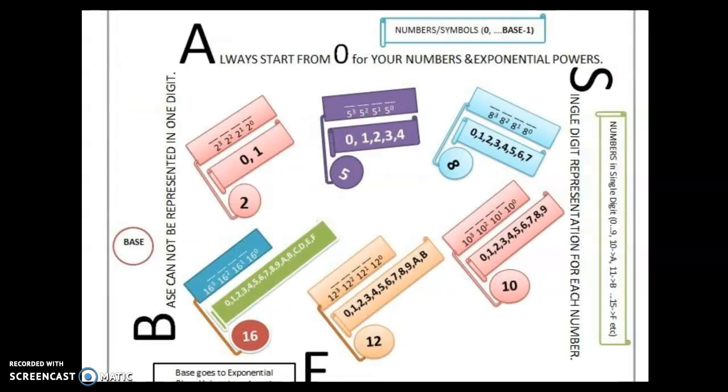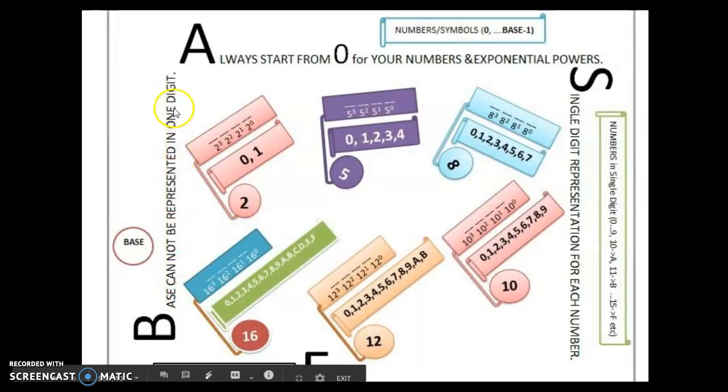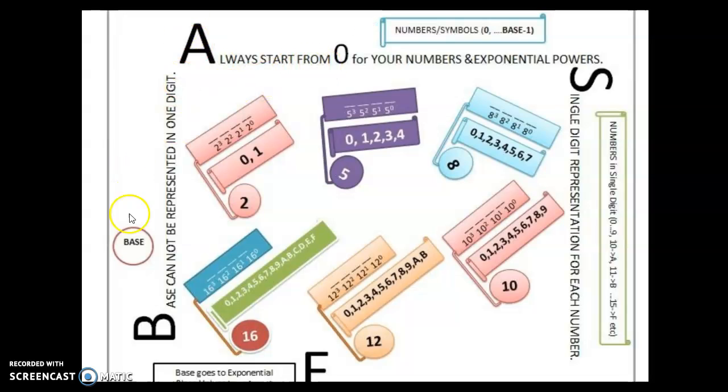I created this three years ago with a discussion in the class. We came up with a rule: the base cannot be represented in one digit. If you are in base 10, you can never show the number 10 in a single digit. If you are in base 5, you can never show the number 5 in a single digit. If you are in base 20, you can never show the base itself in a single digit. And base means base 2, base 5, base 8.